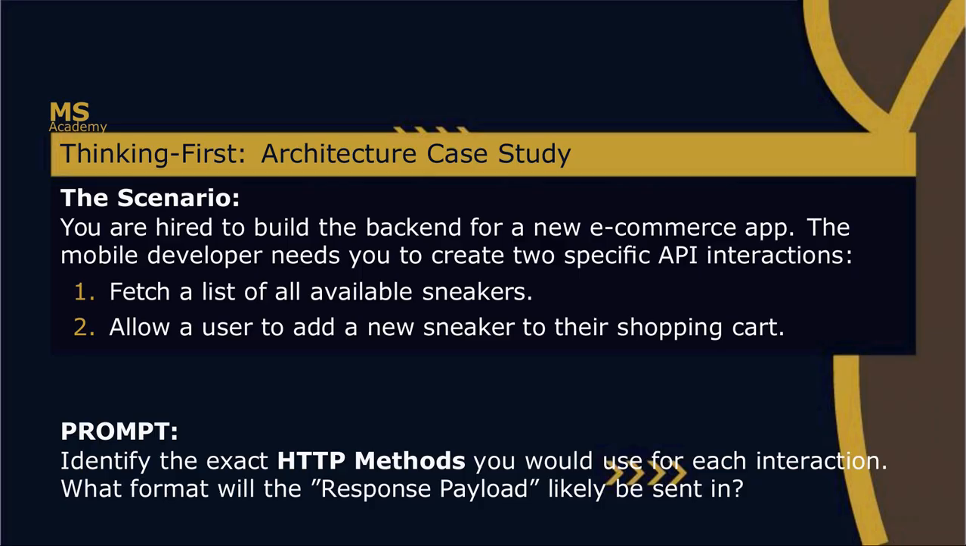So we just listed only two specific API interactions. So first, you fetch a list of all available sneakers, which the client can actually scroll and view the sneakers available. And two, you allow a user to add a new sneaker to their shopping cart.